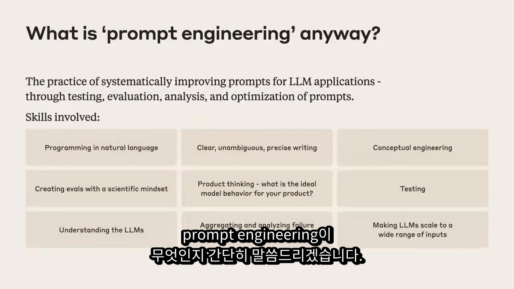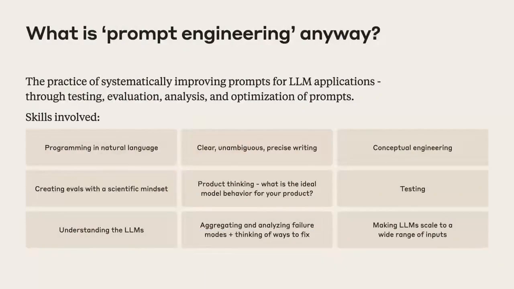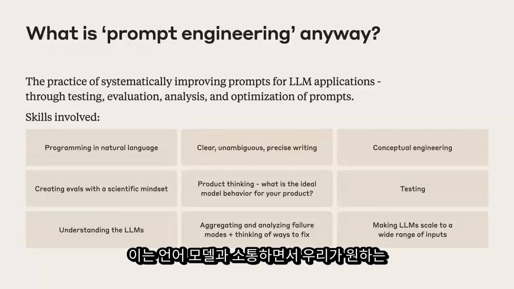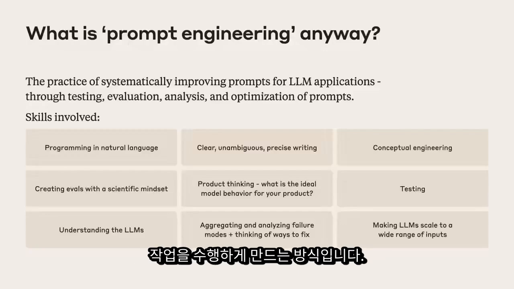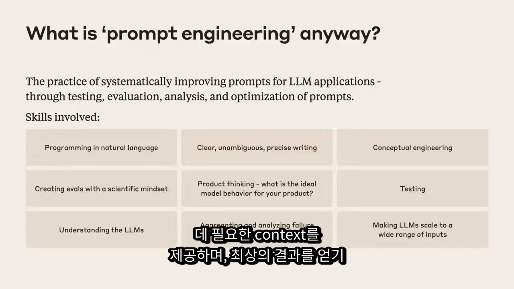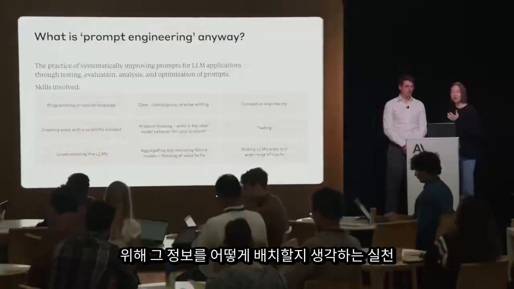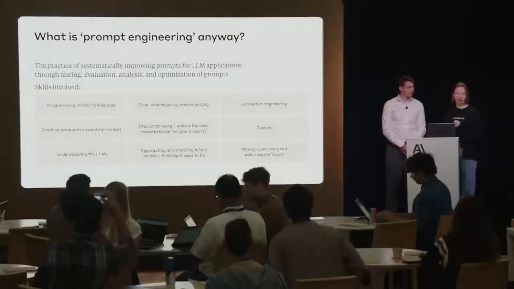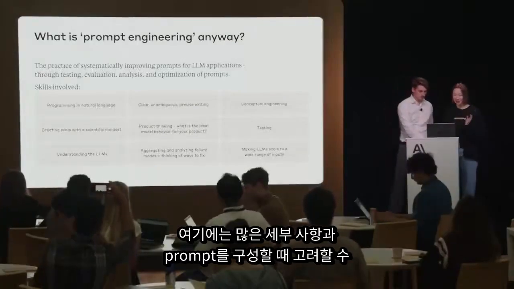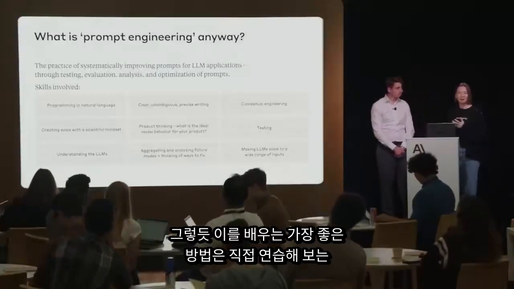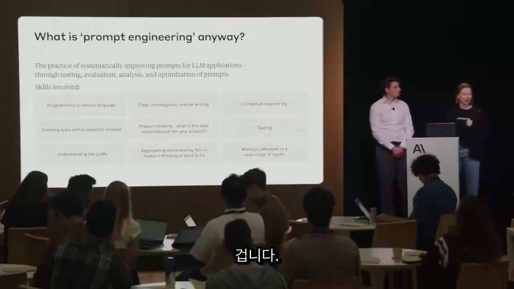So a little bit about what prompt engineering is. Prompt engineering, you're all probably a little bit familiar with this. This is the way that we communicate with a language model and try to get it to do what we want. So this is the practice of writing clear instructions for the model, giving the model the context that it needs to complete the task, and thinking through how we want to arrange that information in order to get the best result. So there's a lot of detail here, a lot of different ways you might want to think about building out a prompt. And as always, the best way to learn this is just to practice doing it.